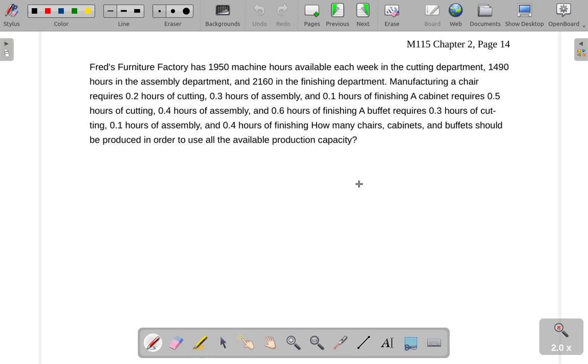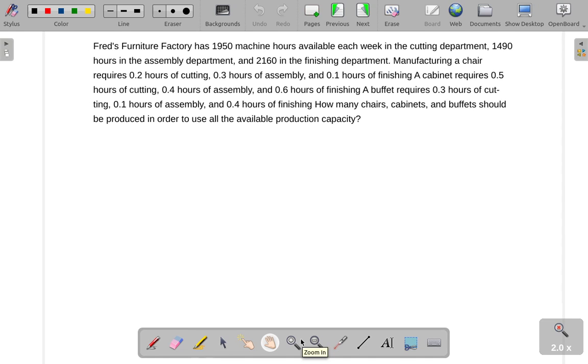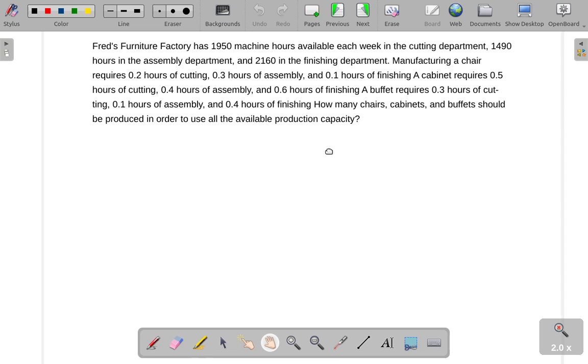Fred's Furniture Factory has 1,950 machine hours available each week, and a certain number of machine hours in the cutting department, certain in the assembly, and a certain number of hours in the finishing department. Manufacturing a chair requires a certain amount of cutting, assembly, and finishing. Cabinets require cutting, assembly, and finishing. And a buffet requires cutting, assembly, and finishing. So how many of each of these should be produced in order to use all available production capacity?